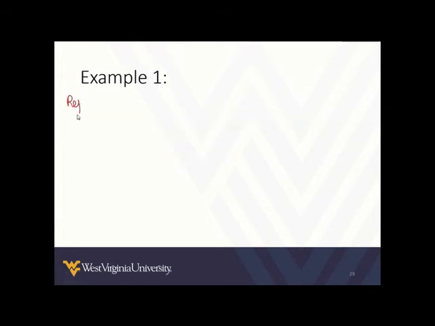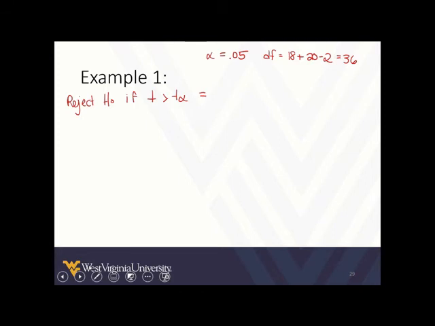where we will reject our null hypothesis if t is greater than t alpha. Remember, we were given an alpha value of 0.05. We also need our degrees of freedom, which in this case is n1 plus n2 minus 2. And so this is going to give us degrees of freedom of 36. We now need to use our t-table to get our critical value.